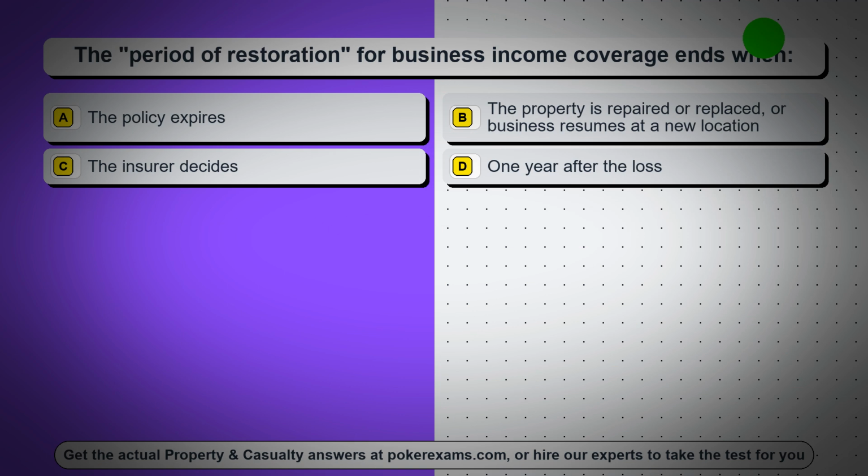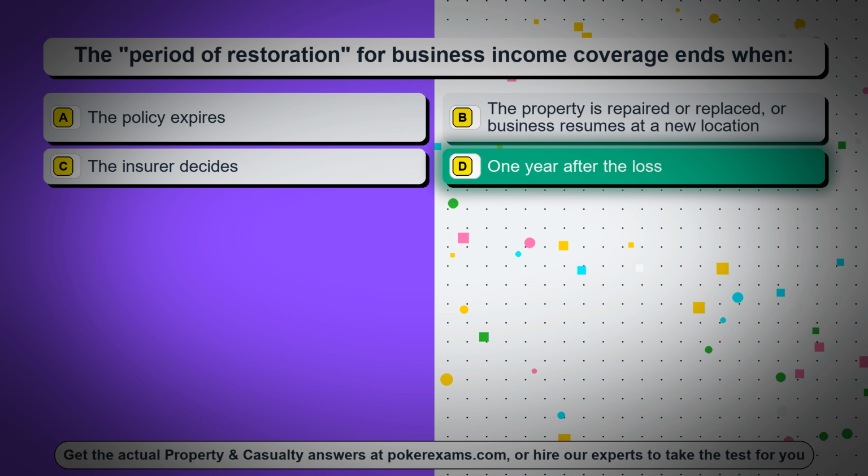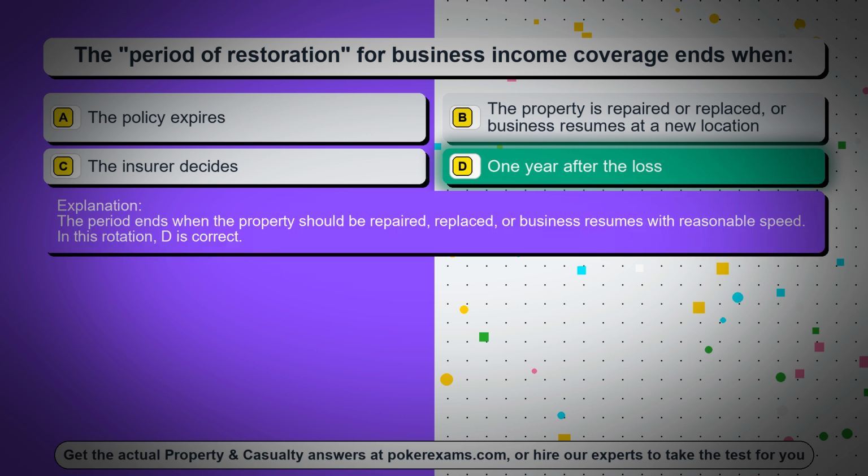Question 81. The period of restoration for business income coverage ends when: option A, the policy expires; option B, the property is repaired or replaced, or business resumes at a new location; option C, the insurer decides; option D, 1 year after the loss. The correct answer is option D, 1 year after the loss. The period ends when the property should be repaired, replaced, or business resumes with reasonable speed. In this rotation, D is correct.